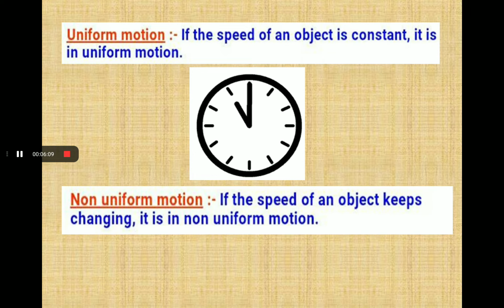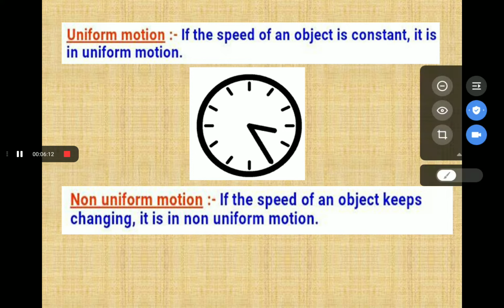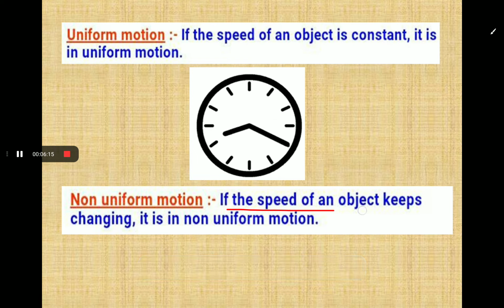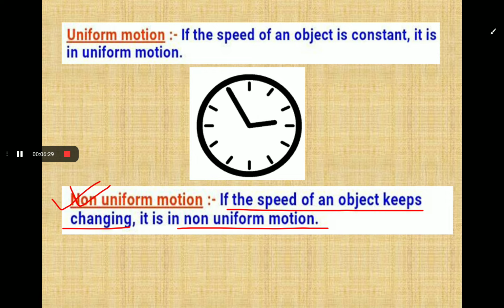Now the next topic is non-uniform motion. Non-uniform motion indicates that if the speed of an object keeps changing, then the motion is said to be non-uniform motion. To understand this, suppose, students, that you are going to the market. When you are in your car on the main road and the road is very clear, that means flat, at that time the speed of your car is high. But after traveling some distance, there is a red signal. Then after noticing that signal, you must slow down the speed of your car.